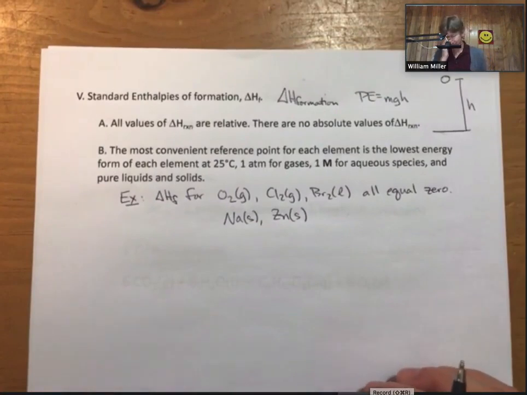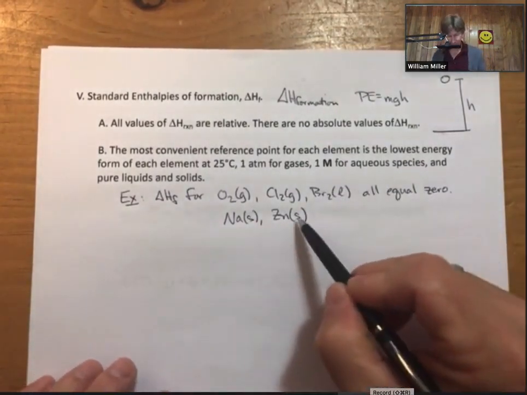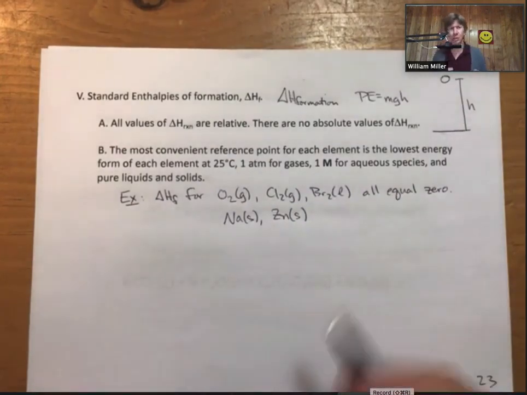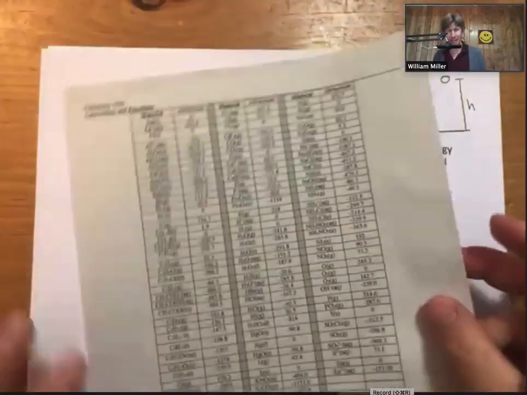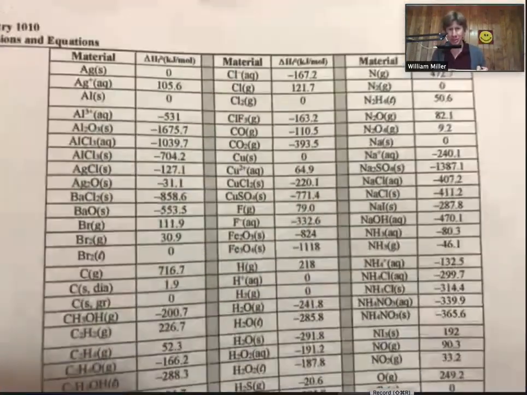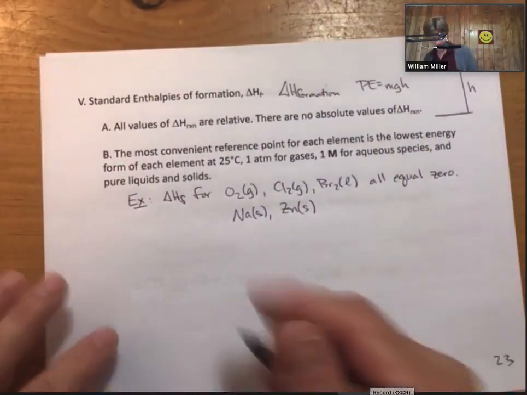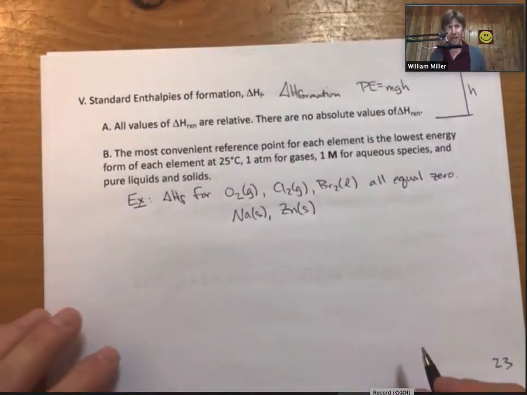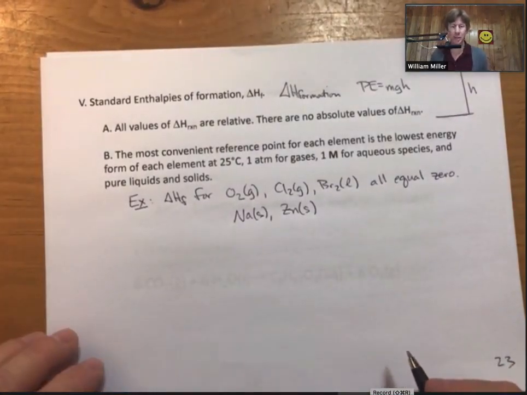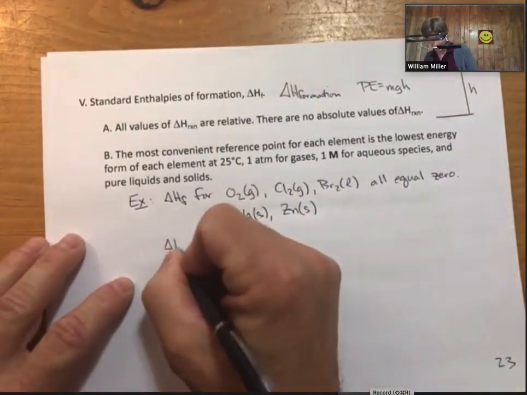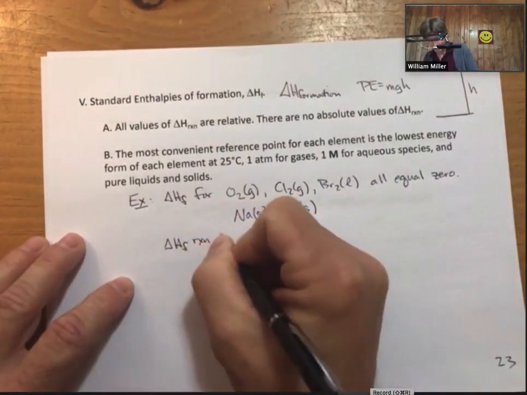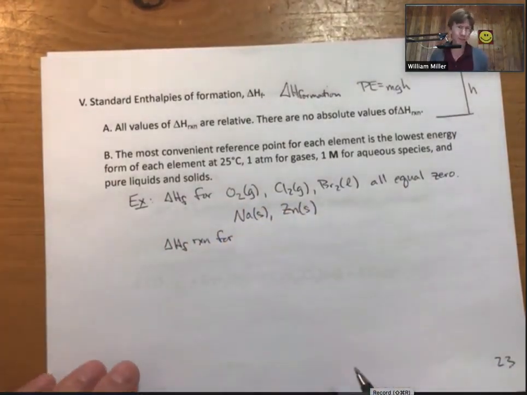All right. Solids, gases, and then when we have compounds, we will measure, or we will tabulate in this case, and what I've got is a table of delta HF values that you will be given on your exams. And what we're going to do is we're going to do what's called a delta HF, or change in enthalpy of formation reaction, for sodium chloride solid.